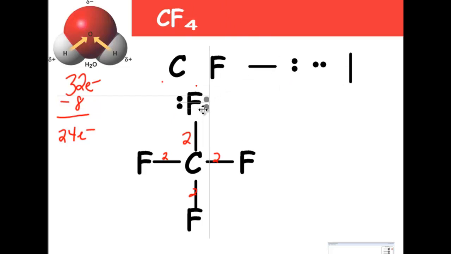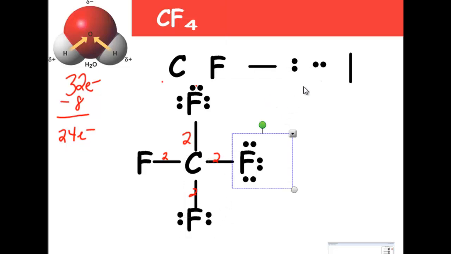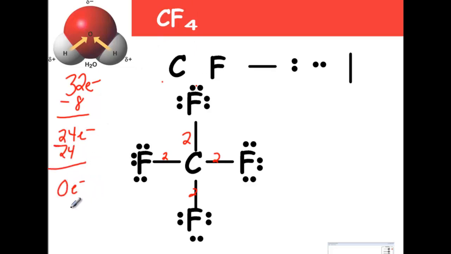So 2, 4, 6, plus a 2 in the bond, that fluorine's happy. This fluorine has 2, 4, 6 in the electron cloud, plus 2 more in the bond, so that's a grand total of 8. 2, 4, 6 plus 2 in the bond, so that's 8. And this fluorine, you can imagine, probably needs 6 plus the 2 in the bond. And that one's got 8. Now let's look at how many electrons we put down. 6 plus 6 is 12, plus 6 is 18, plus 6 is 24. So I just emptied out my bank of electrons, and I'm down to 0. Now you should always check to make sure you hit 0, because if there's extra electrons, you did something wrong.